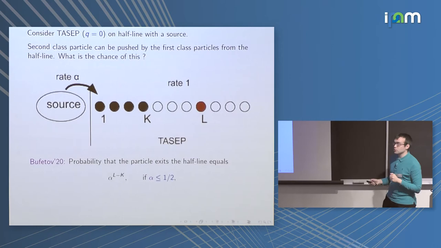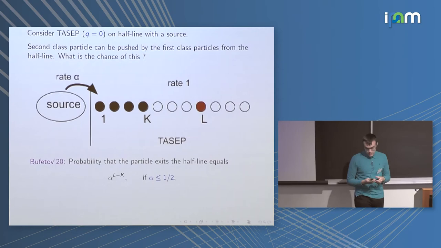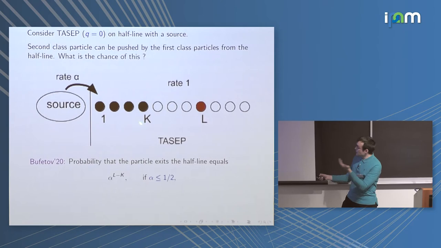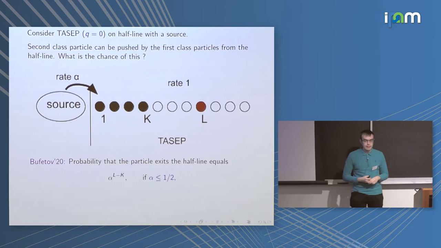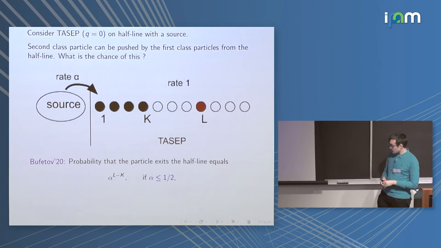From the definition, it's visible that the second class particle can be pushed back into the source. If the particles jump to the right and are faster than the second class particle, then it's pushed back to the left, again and again, and the source produces particles, so it's possible that the second class particle ends up eliminated from the half line and can never return. The question is, with what probability does this happen? And here are the answers.